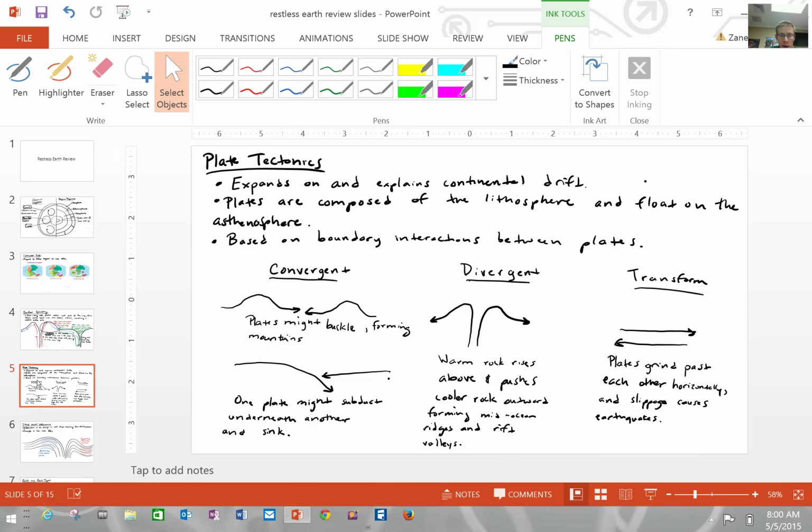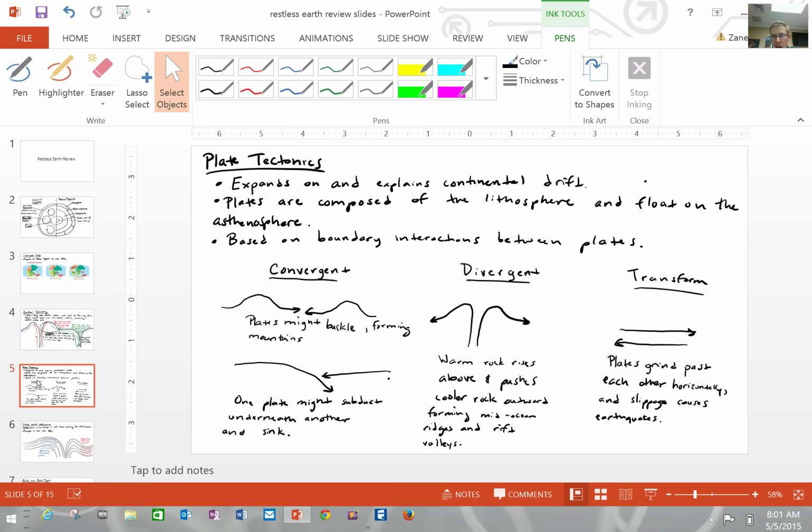So once again, I've tried to show you that as plates move away from each other, we have the cooler rock kind of being pushed out of the way, the warmer rock rising above it to make ridges. When those ridges move apart, we start to get rift valleys. So I feel like divergent, you should already know that by now.